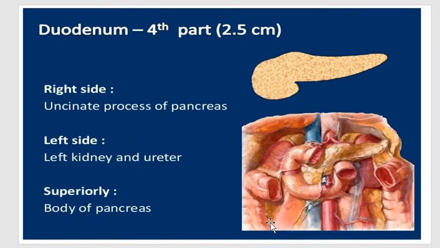This is the smallest portion. So you can see the relations of the fourth part on the right side. What is seen on the right side? The uncinate process of pancreas. What is seen on the left side? The left kidney and the ureter become the relations on the left side. Superiorly, what is seen? The body of pancreas lies there.